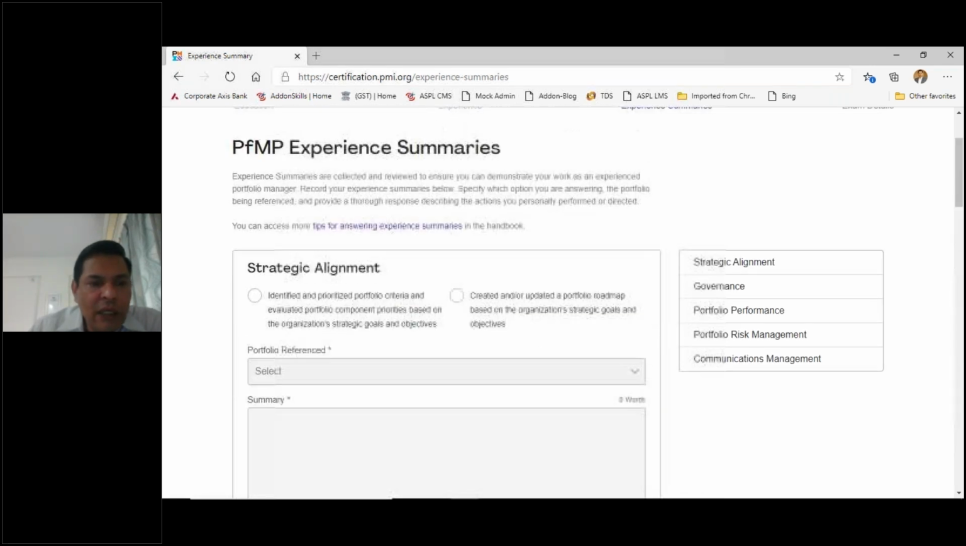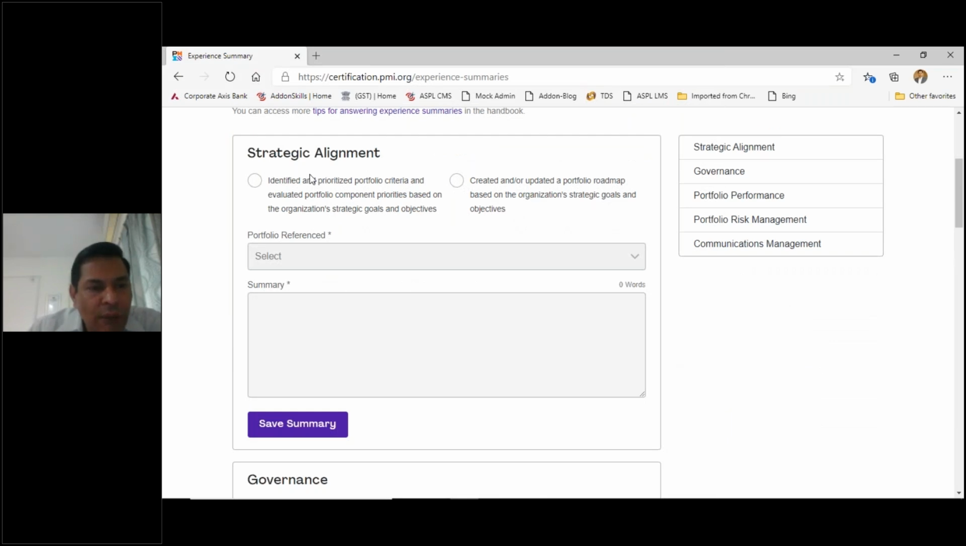Now, in each of the 5 domains, you have 2 options. You need to pick one of the options and write your experience. Now, this is the most important section. Only this part and your portfolio background part will go to the panel review team. So here you will have to write your strategic experience, your portfolio governance experience, portfolio performance management experience, risk management experience, and the communication management experience. Based on these 5 experience summaries, your first evaluation stage will be approved or rejected. Your panel review decision will be taken.